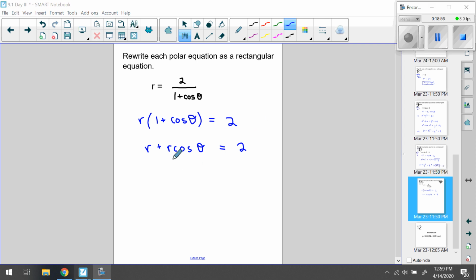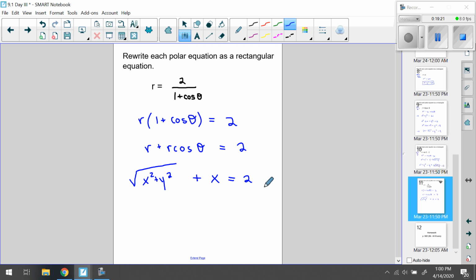For example, we recognize r cosine theta is simply x. R, as we used on the last one, we could say is root x squared plus y squared. So we'll start with that. Root x squared plus y squared plus x equals 2. And then, yeah, I think we've accomplished our goal.